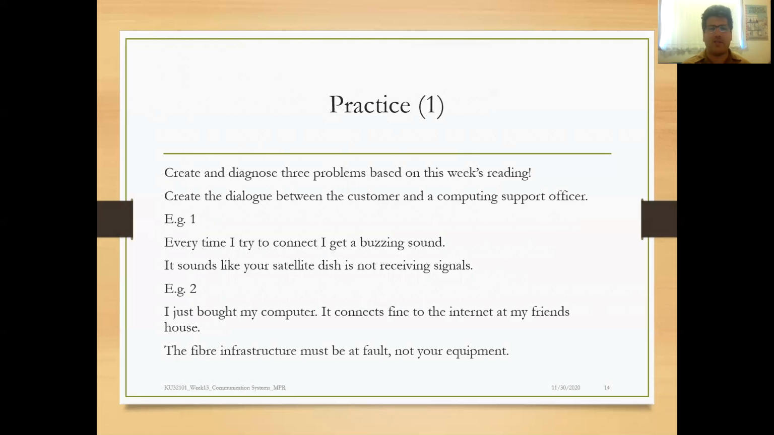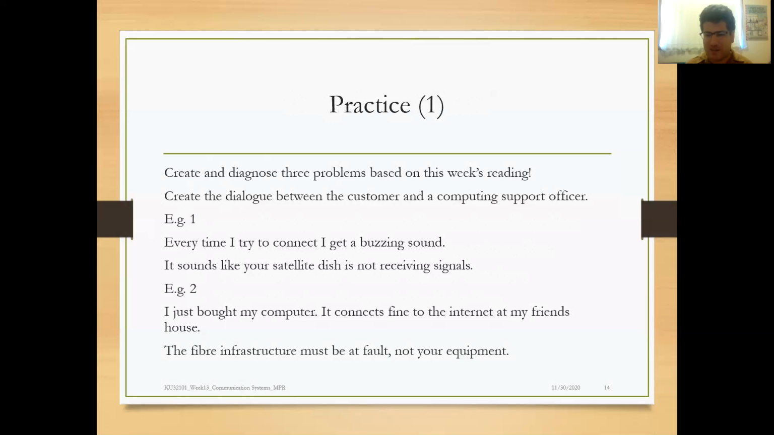All right, so practice one. I want you to create and diagnose 3 problems based on this week's reading. Make it a dialogue between a customer and a computing support officer. Let's look at 2 examples here. Example 1, every time I try to connect, I get a buzzing sound. It sounds like your satellite dish is not receiving signals. And example 2, I just bought my computer. It connects fine to the internet at my friend's house. The fiber infrastructure must be at fault, not your equipment.